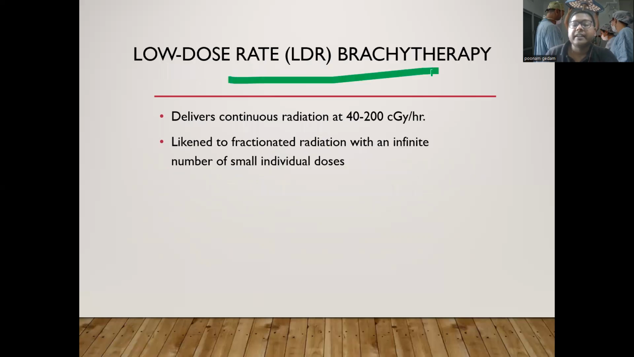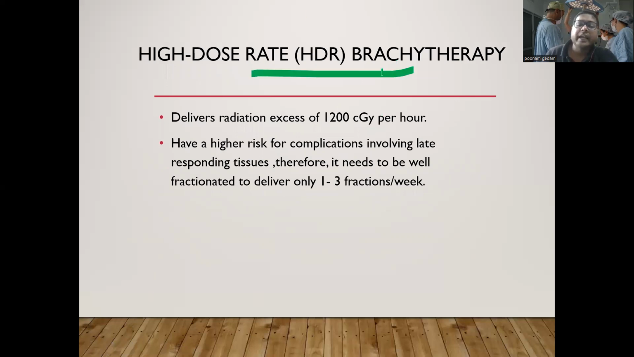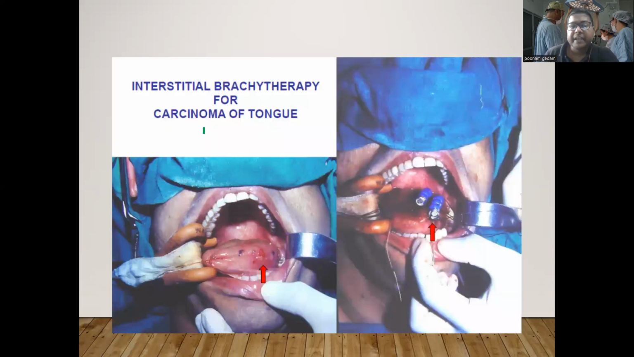So low dose rate LDR brachytherapy delivers continuous radiation at 40 to 200 centigrays per hour, akin to fractionated radiation with an infinite number of small individual doses. So what is high dose rate HDR brachytherapy? It delivers radiation in excess of 1200 centigrays per hour and has a higher risk of complications involving late responding tissues. Thereby, it needs to be well fractionated to deliver only 1 to 3 fractions per week. Then interstitial brachytherapy for carcinoma of the tongue. We can see this.